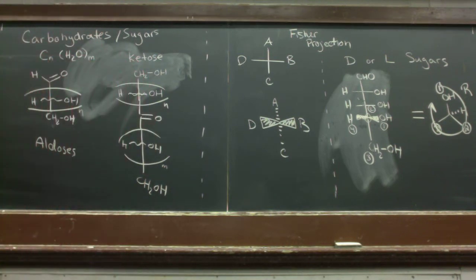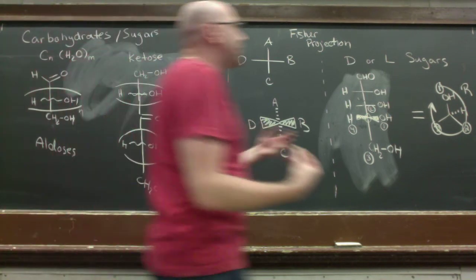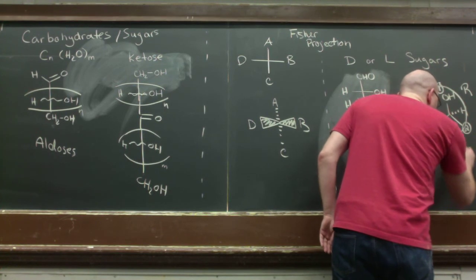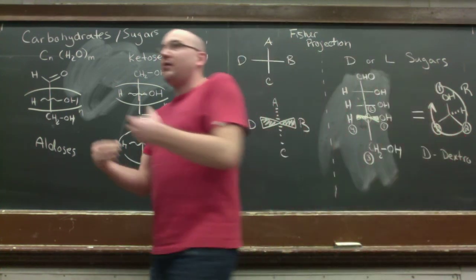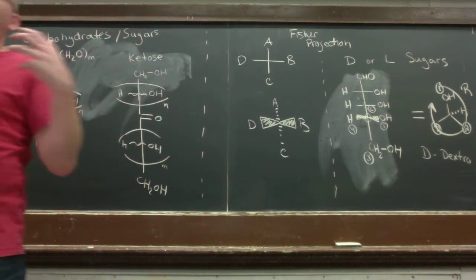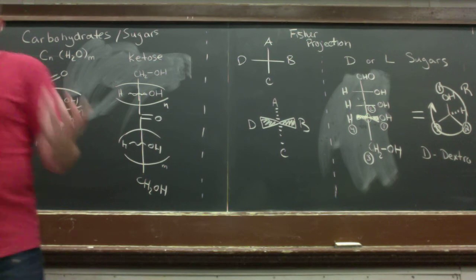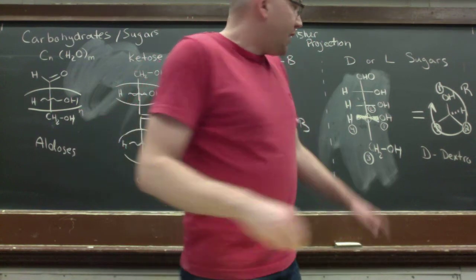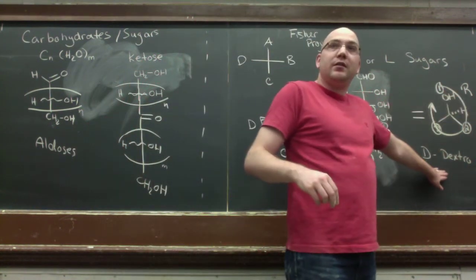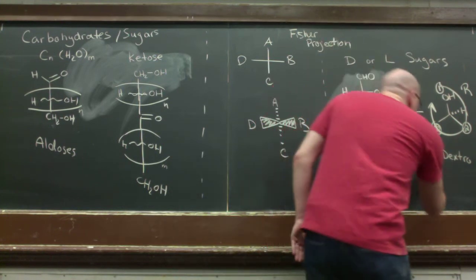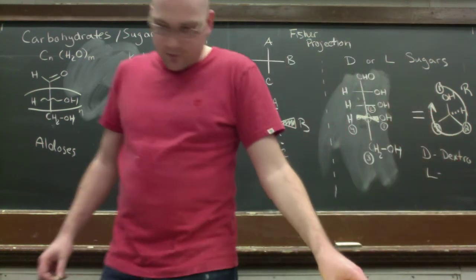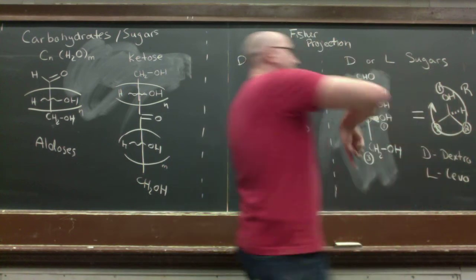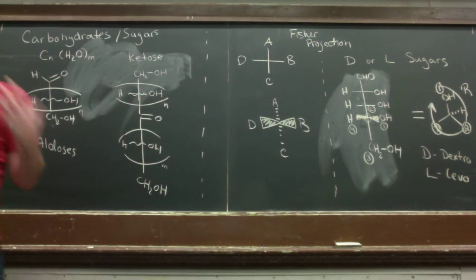And as it turns out, there's no rhyme or reason behind this, but what D stands for is dextro, which, to 90% of you, probably doesn't mean anything. But dextro is technically Latin for right or clockwise. And so R would be dextro, so in this case this would be dextro. L stands for levo, which is basically left.